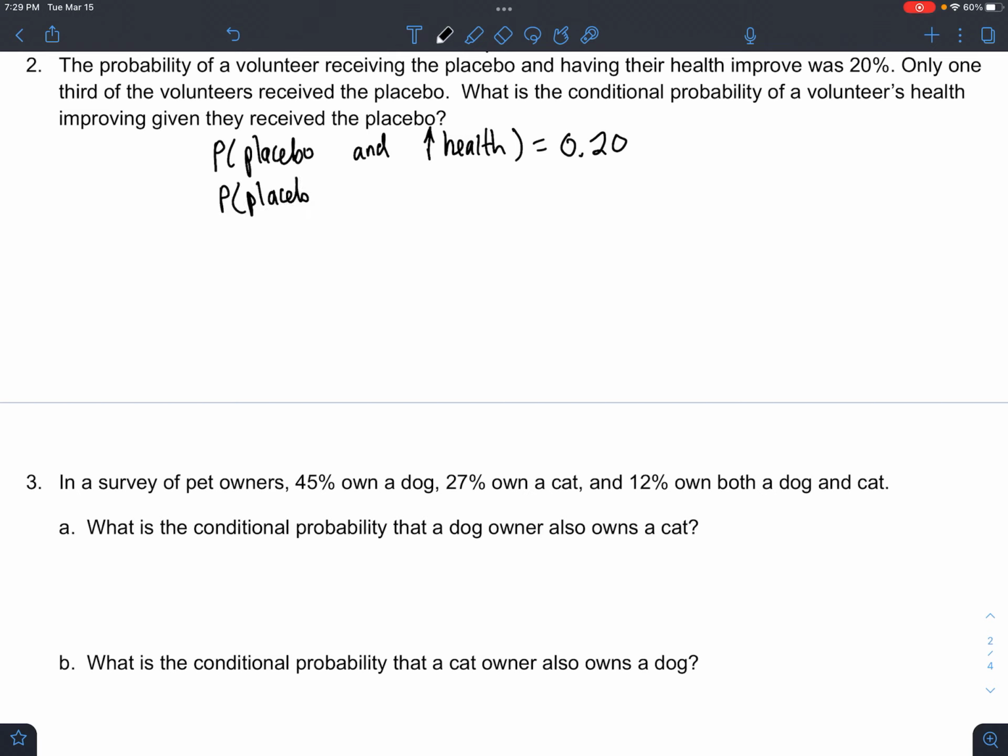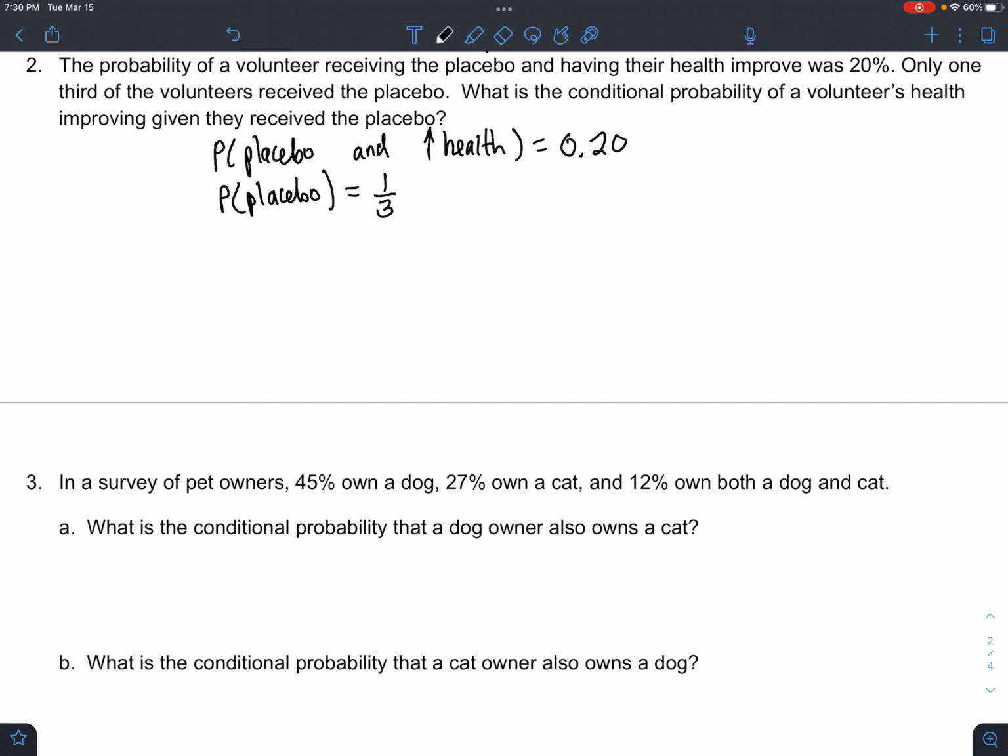So the probability of the placebo, which if you guys know, it's a fake, harmless medicine that's given to people in these studies to make them think that they took the medicine. So you can still have a control group. So the probability that a volunteer received the placebo was 1/3.